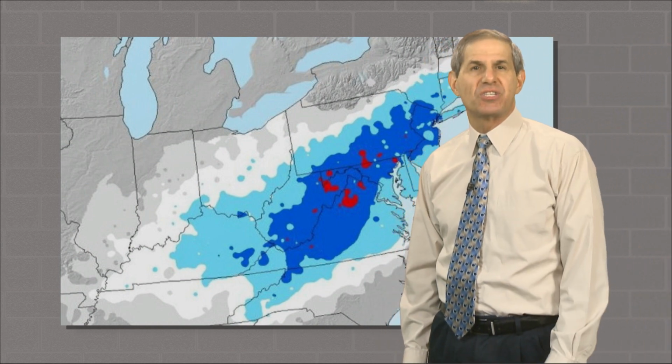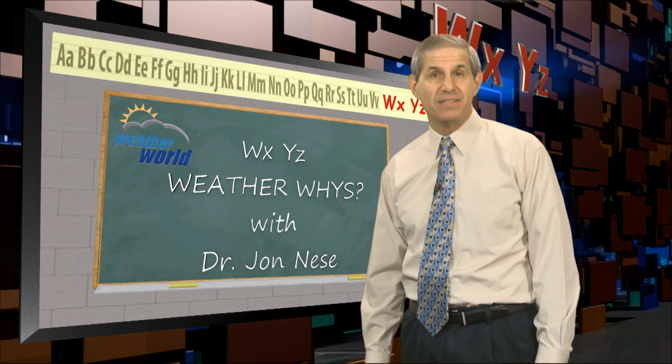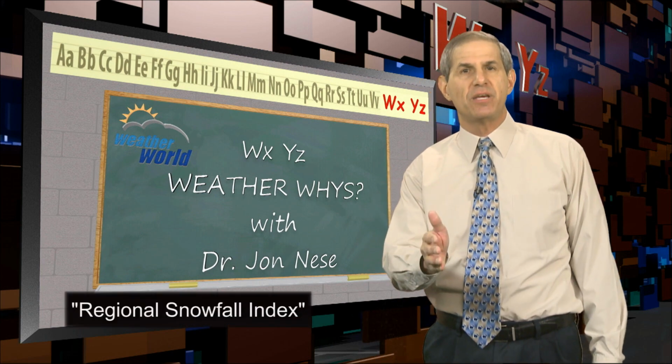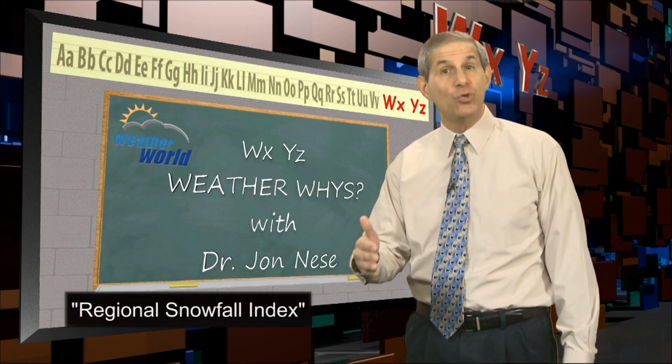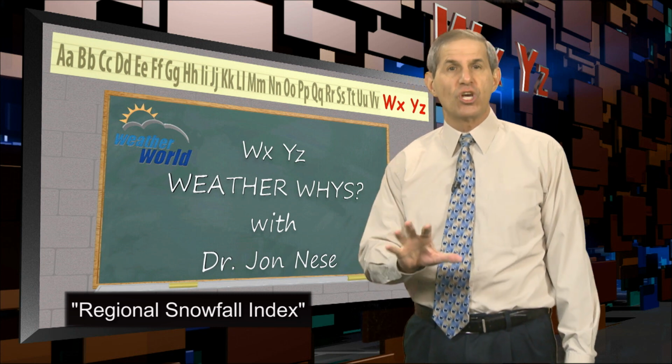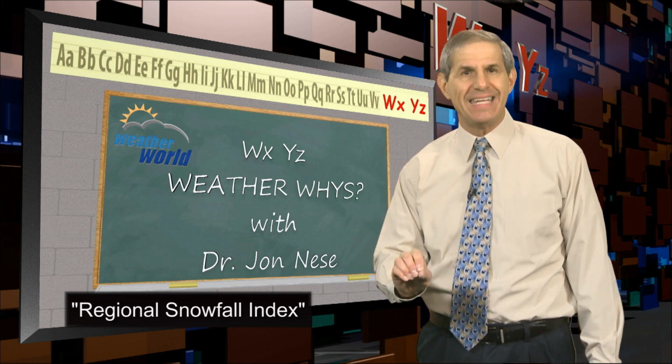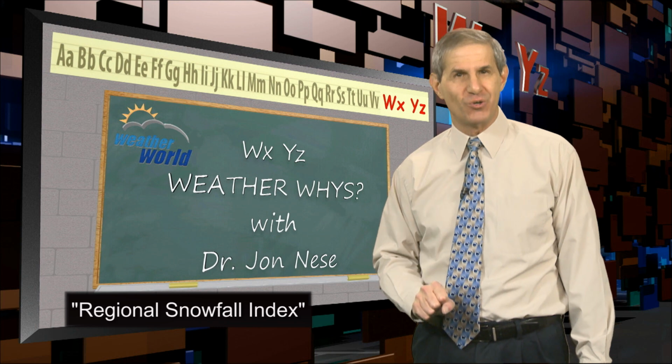An RSI has been assigned to more than 500 storms since 1900. You can search the database yourself. It's in an easily usable GIS format. Just Google Regional Snowfall Index, and it'll be one of the top choices.